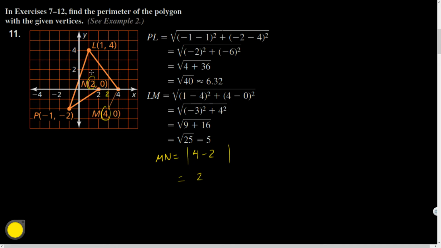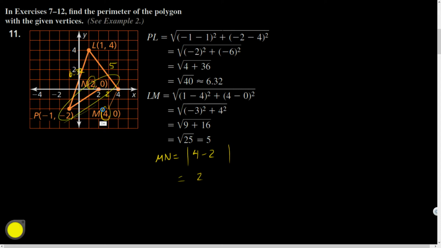So what do I have so far? PL was 6.32. LM right there was 5. It's actually a special one. Why is that special? Yeah, this is a 3, 4, 5 right triangle. So that's called a Pythagorean triple. Don't worry, we'll learn about those later too. So that's one you could have glanced at and thought, aha, 3 and 4, that one's going to be 5 with 0 calculations. But no, you had to calculate.